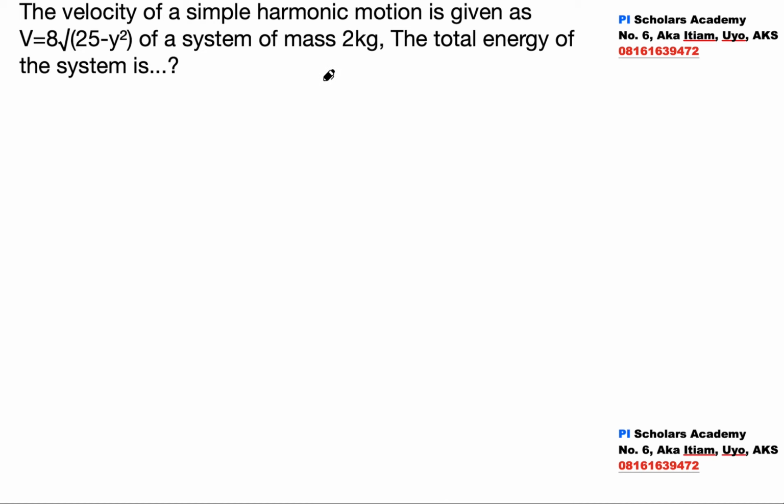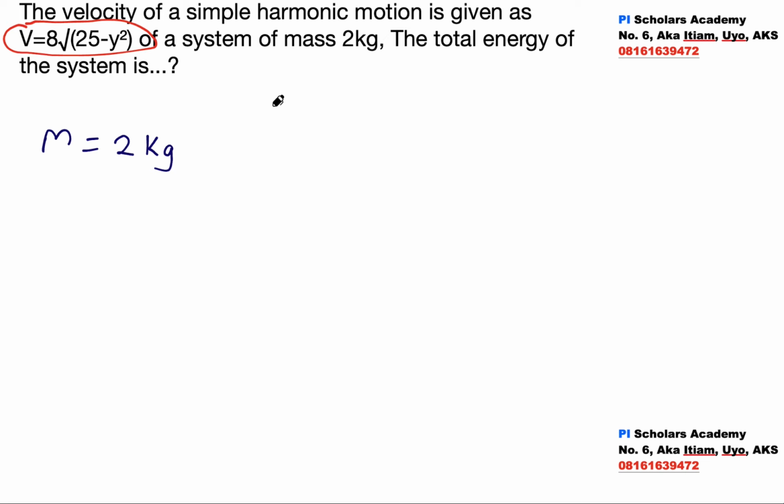So basically what we need to do here is first of all determine the things that we were given. Obviously, everybody would see here that the mass given is 2 kilograms. But exactly what are we going to use this equation for? This equation that was given right here, what are we going to use it for?